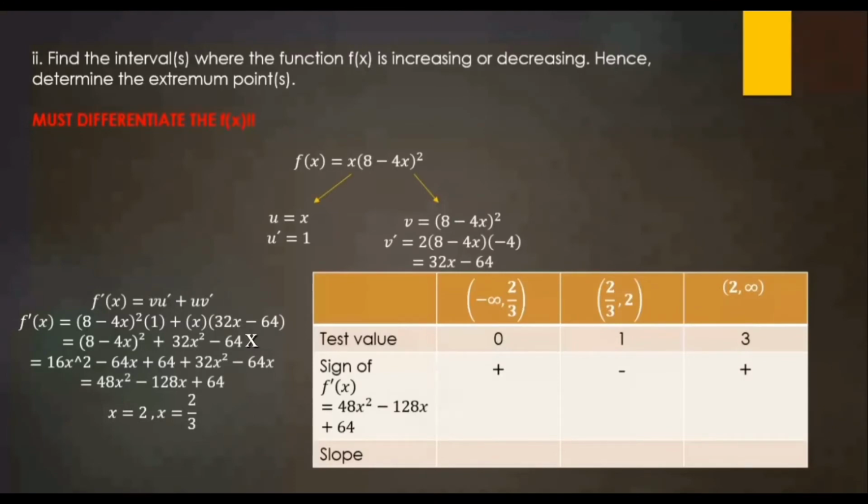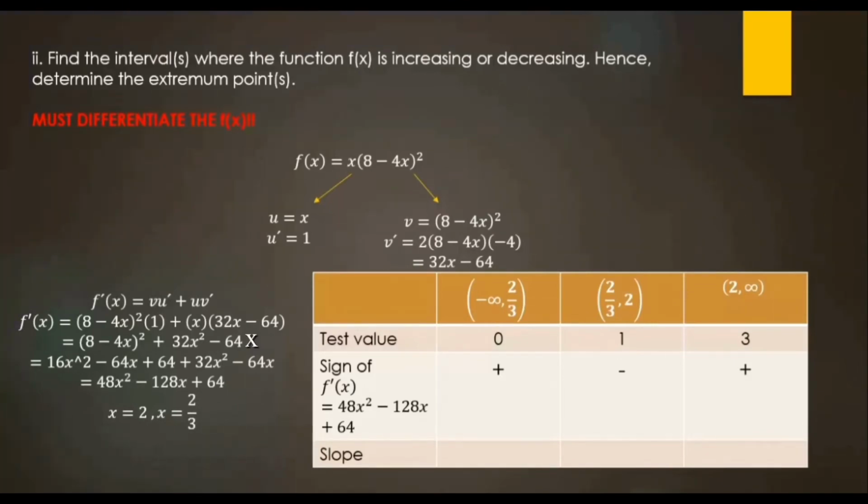Next step, we're going to draw a table consisting of 3 intervals, which are negative infinity to 2 over 3, 2 over 3 to 2, and 2 to infinity. We use 0 as the test value for the interval negative infinity to 2 over 3, and 1 as the test value for 2 over 3 to 2.